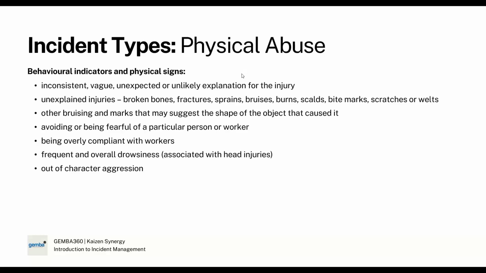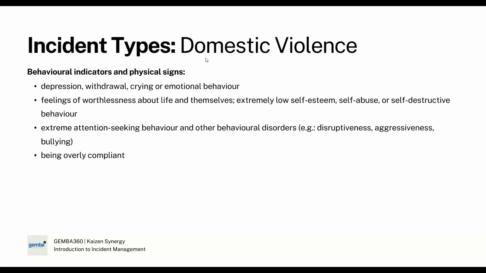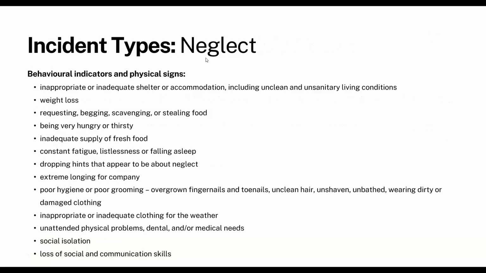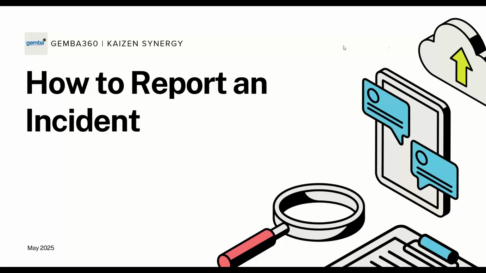So when we look at the different incident types, it does cover physical abuse, sexual assault, psychological abuse, domestic violence, neglect, and a fairly exhaustive list, including financial abuse, and then looking at how you actually report an incident. And this is where we find that NDIS providers have the most difficulty.